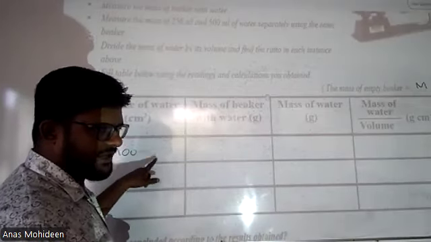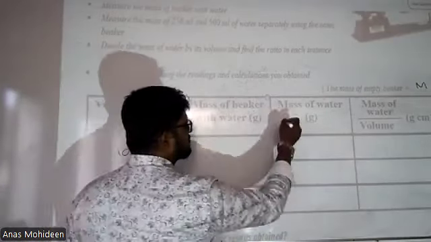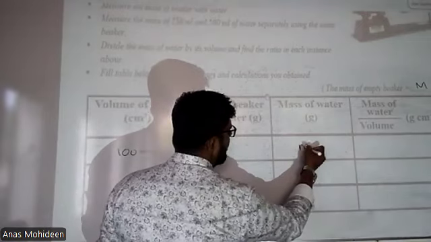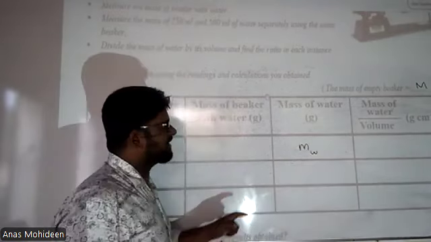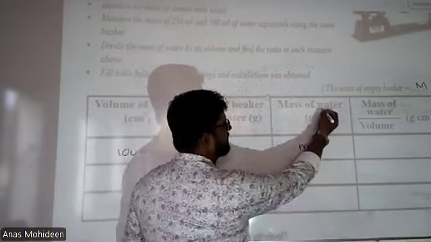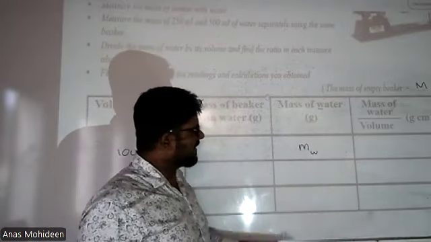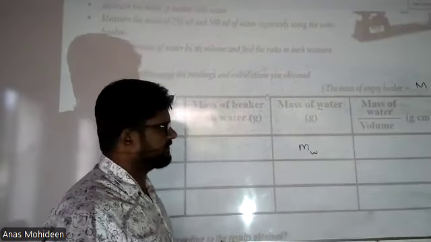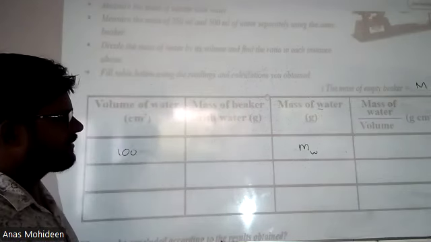Okay. Mass of beaker with water. Alright. Now, volume of water is 100. Mass of water when I take, it is Mw, let's say. Water is W. So I'm taking it as Mw. Right?